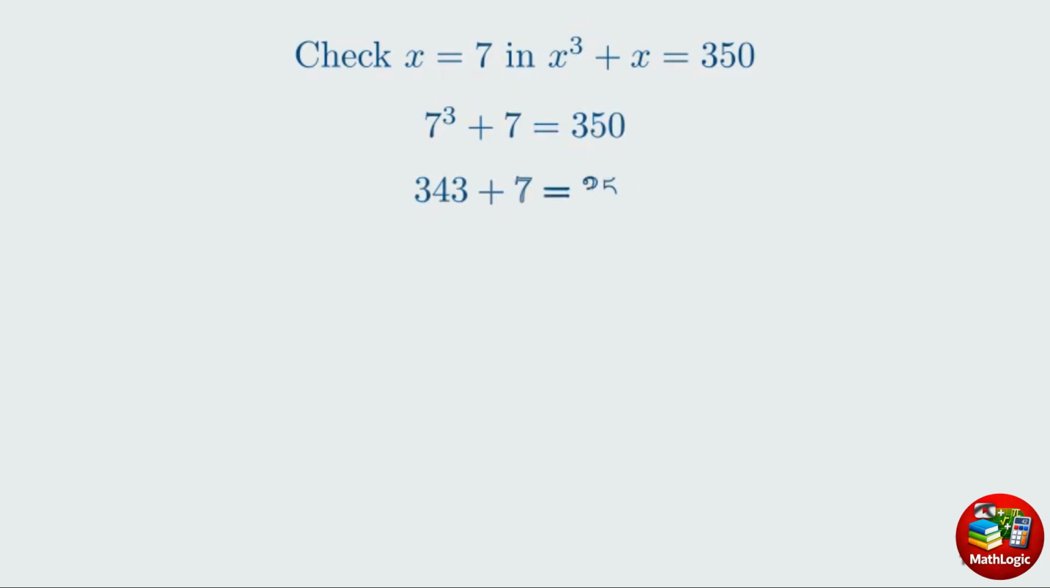Before we wrap up, let's complete our third objective, verifying our answer. We need to check if x equals 7 truly satisfies the original equation. Let's plug x equals 7 back into the equation x cubed plus x equals 350. This gives us 7 cubed plus 7 on the left side. 7 cubed is 343, and 343 plus 7 is 350. Since 350 equals 350, our solution is correct. We have verified our answer.